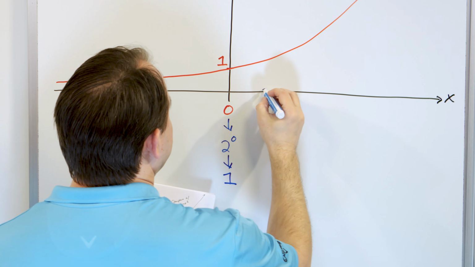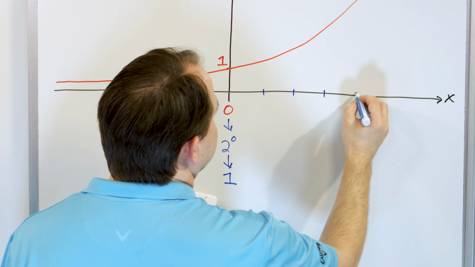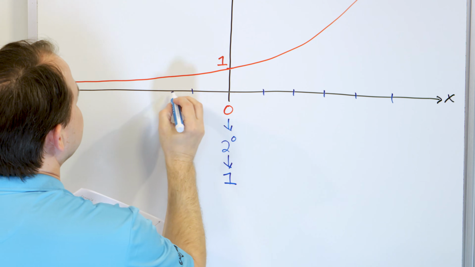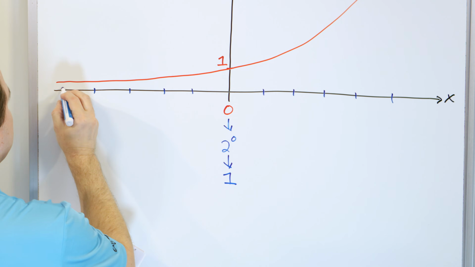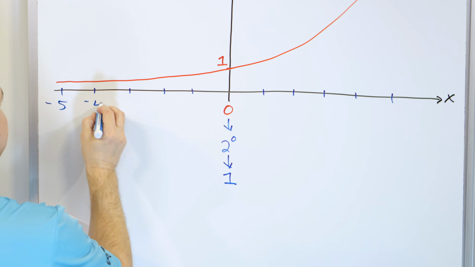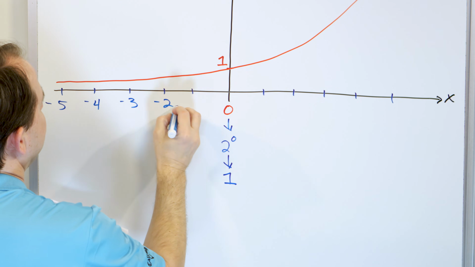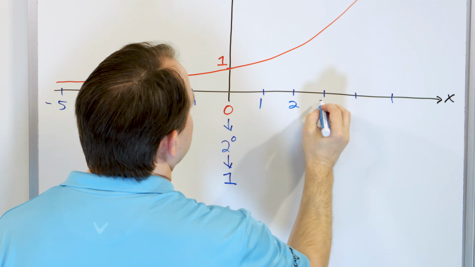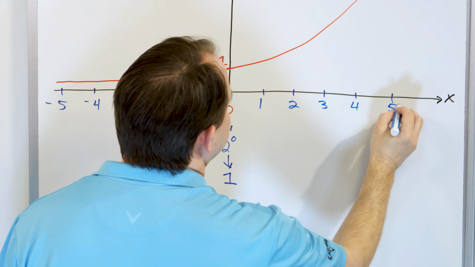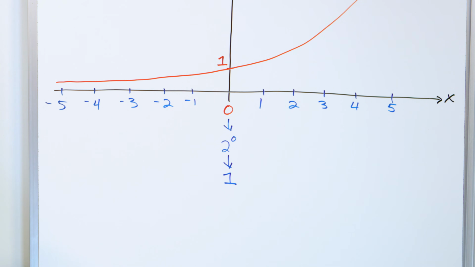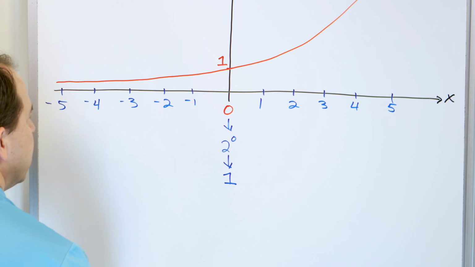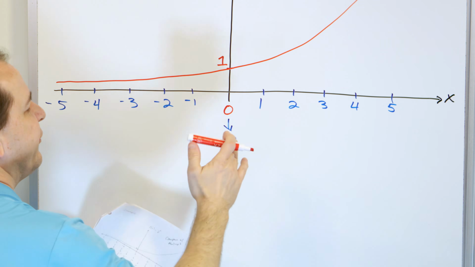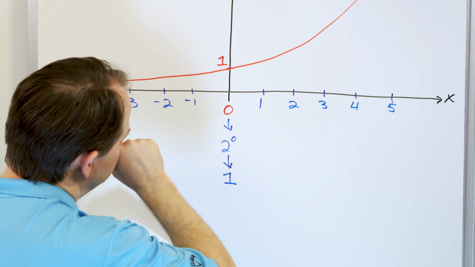Now let's go and put a few values in there. 1, 2, 3, 4, 5, -1, -2, -3, -4, and -5. So this is -5, -4, -3, -2, -1, 1, 2, 3, 4, and 5. And what I'd like to do is just spend a second to understand how this thing increases.